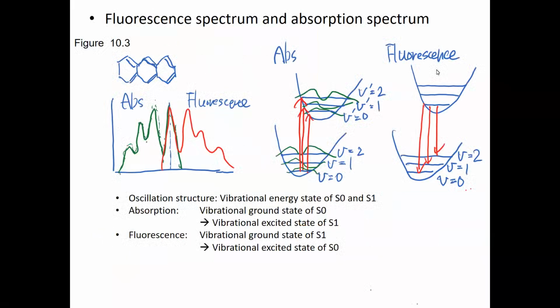Okay, let's think about the spectrum, and especially for the fluorescence case. Okay, so here is one example of the absorption and the fluorescence spectrum of, in this case, anthracene, right? The green curve shows the absorption, and the red curve shows the fluorescence spectrum, okay? And it's around 300 to 400 nanometers.